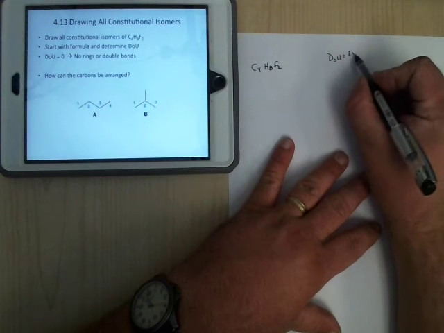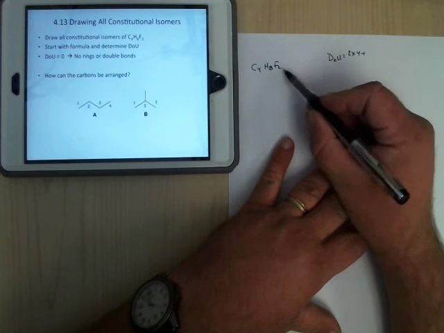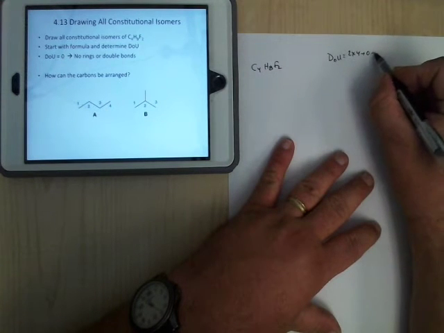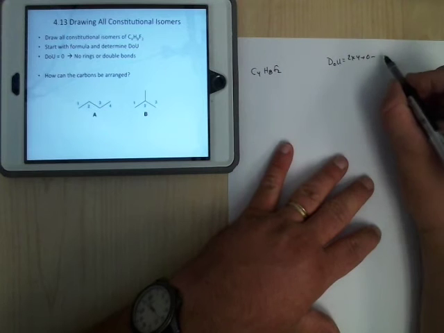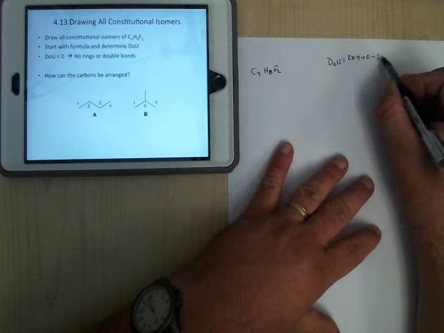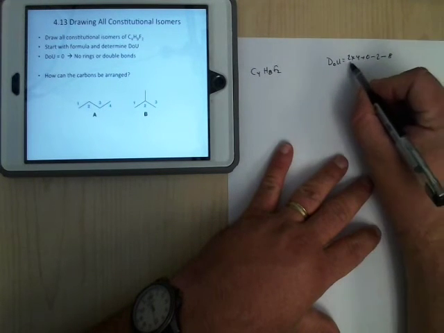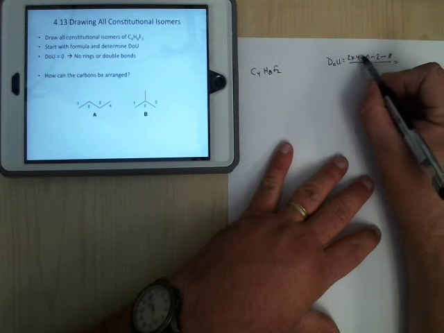So here it's 2 times 4. There's no nitrogens, right? So 0, but there are 2 halides, right? So there's 2 fluorines. So minus 8, and all that divided by 2. Oh, I forgot the plus 2. Oops.